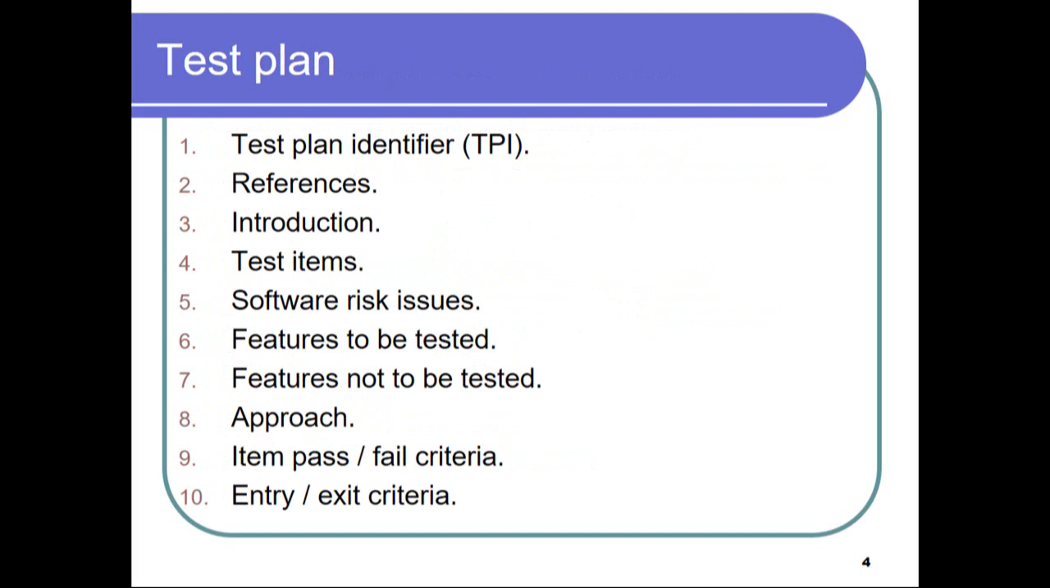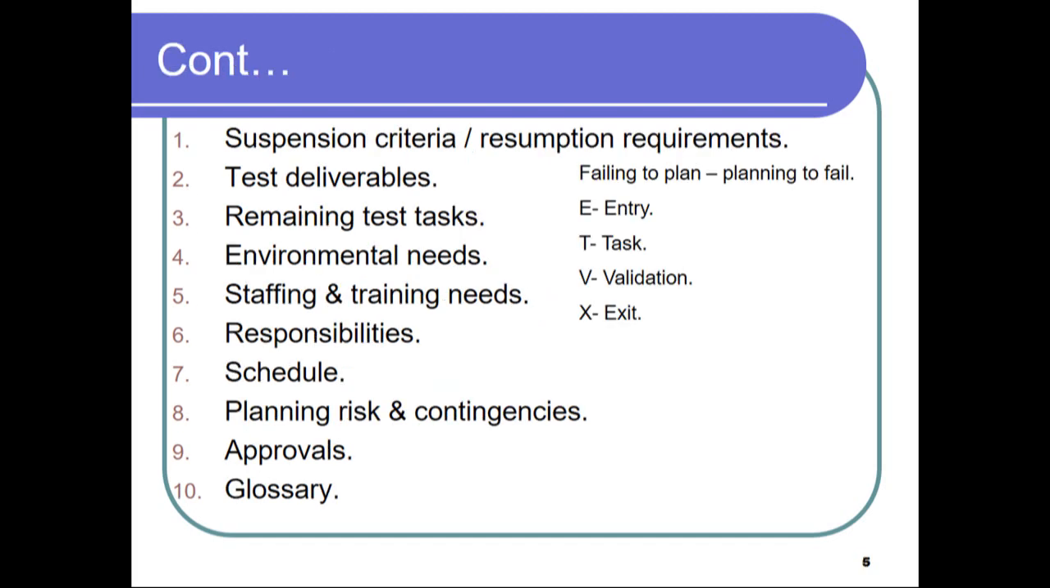Shortly we will call it a TPI, the test plan identifier. Then the references used, the introduction of that particular plan, and the test items going to be used. Okay, then what are the risk issues in the software, and the features to be tested. For example, every application starts with many features. So the features to be tested and the features not to be tested also have to be considered, and which approach we are going to use. Whether that particular item passes or fails, and the entry and exit criteria also have to be planned in the test plan.